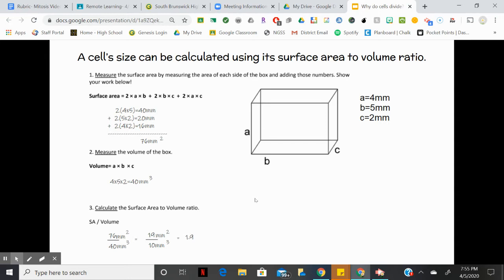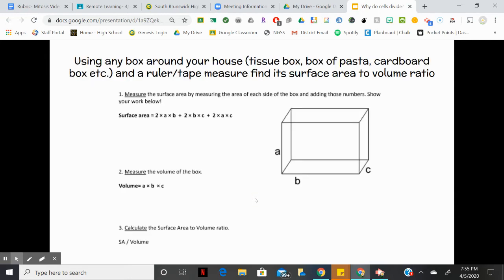So that would be the surface area to volume ratio. So now what I want you to do is go find any box around your house. It could be a tissue box, a box of pasta, an Amazon box, any box, whether it's big, small, whatever it is, even a jewelry box.